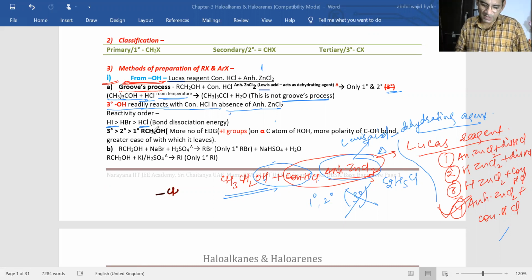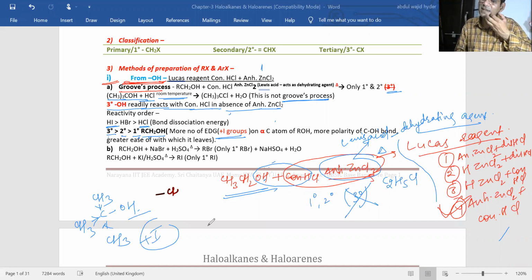Now the 3 degree, 2 degree, and 1 degree alcohols. Their reactivity order will be: 3 degree will be maximum and 1 degree alcohol will be minimum. Because the more the number of electron donating groups or plus I groups, you know, CH3 is an electron donating group. This is CH3. So this CH3 is an electron donating group. That is a plus I group.